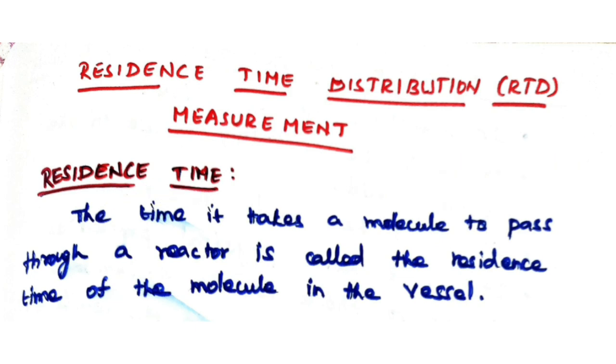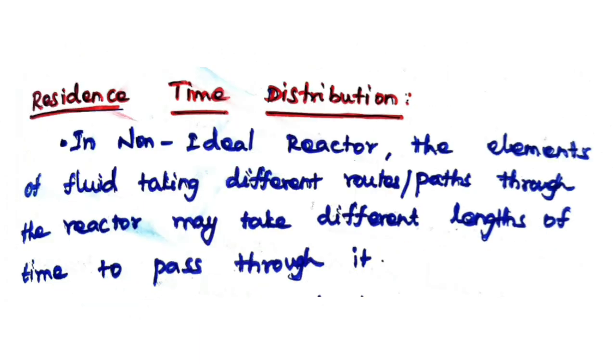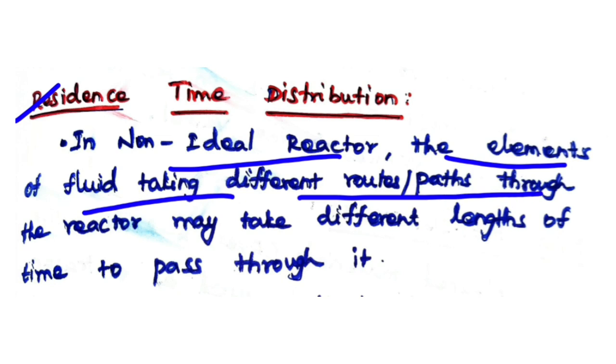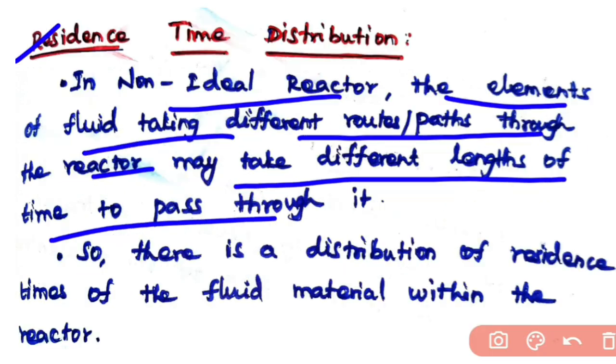Only in an ideal batch reactor and an ideal plug flow reactor is the time molecules spend inside the reactor the same. For all other real reactors, the molecules won't have the same residence time inside the reactor. So for non-ideal reactors and real reactors, we have to calculate residence time distribution. In non-ideal reactors, the elements of fluid take different routes to pass through the reactor, so it may take different lengths of time to pass through it. So there is a distribution of residence time of the fluid material within the reactor.